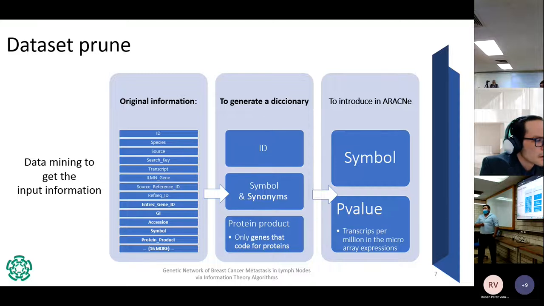We get the ID, which is the identification of the genes, and the symbol. This symbol is a gene symbol, or a general name for these genes, and its synonyms. Also, we identify only the genes that code for proteins. And finally, to introduce the information in ARACNe, we use the symbol and the p-value. This p-value is normalized information of the transcripts measured in the microarray expressions.